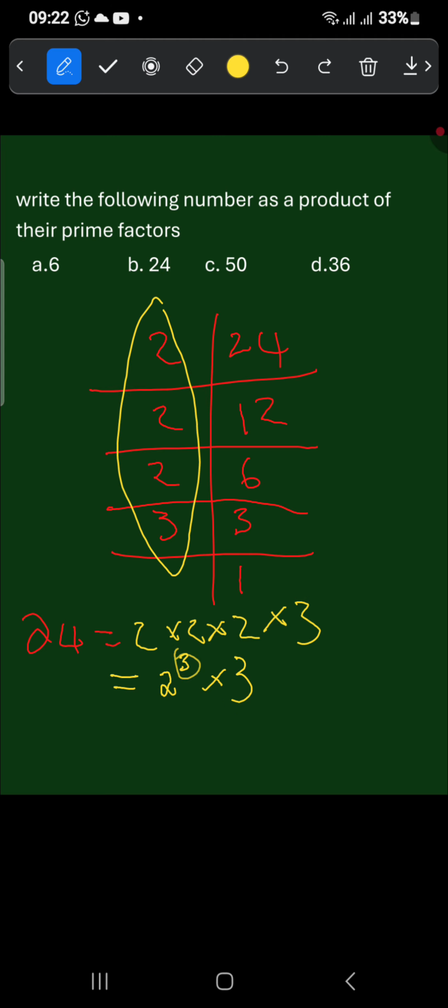Then this 3 comes from the fact that you are multiplying 2 by itself. How many times? 3 times.